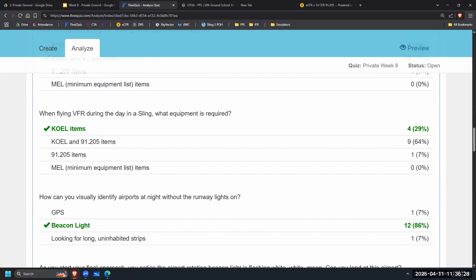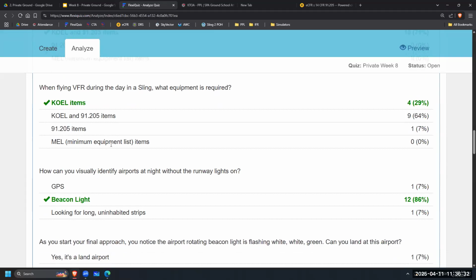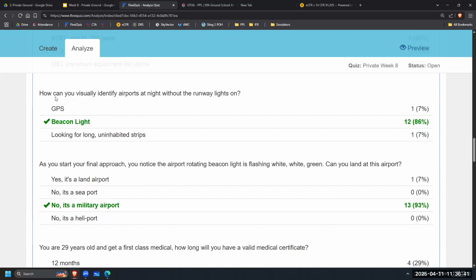When flying VFR during the day in a Sling, what equipment? Okay, we just did that. How can you visually identify airports at night without the runway lights on? That is going to be the beacon light. GPS. I guess that's an answer, but it's not the best answer.